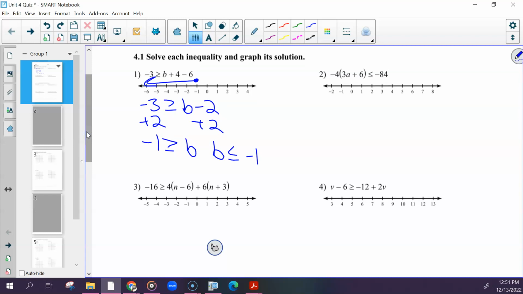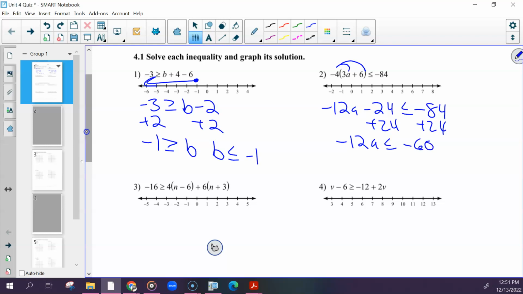The second one you needed to distribute. So -12a minus 24 is less than or equal to -84. Get rid of your 24 by adding. When you got to here, some of you forgot the -60, which changed your answer. And then some of you also forgot to change your sign when you were dividing by a negative. So this should be a is greater than or equal to 5.